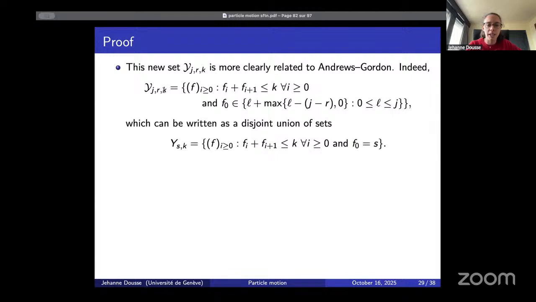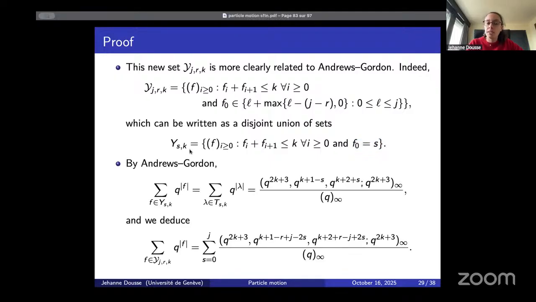So the set Y is the following. Instead of having the previous condition on F0, we have a different one. So F0 has to be inside this set. And again, we can write this as a disjoint union of sets like before, where we have the conditions of Andrews Gordon and a prescribed value for the frequency 0. So this, again, we saw that we can express using Andrews Gordon. So we get that the generating function for the partitions in Y S K is the following.